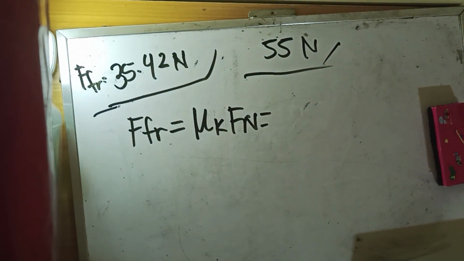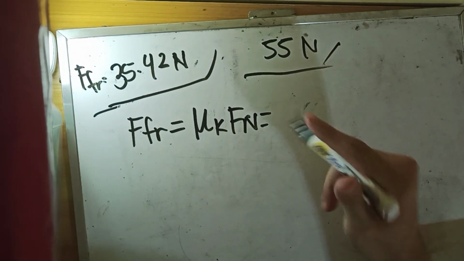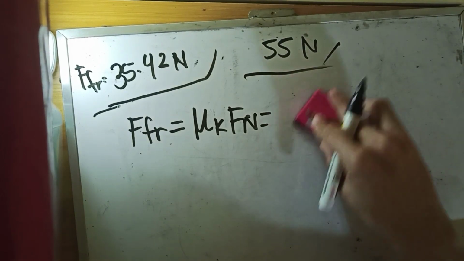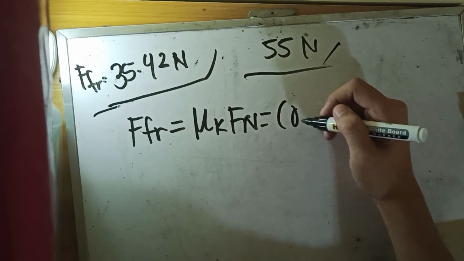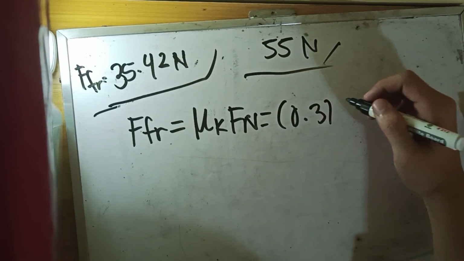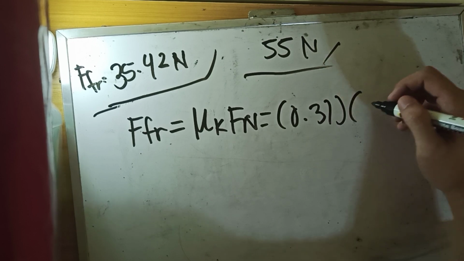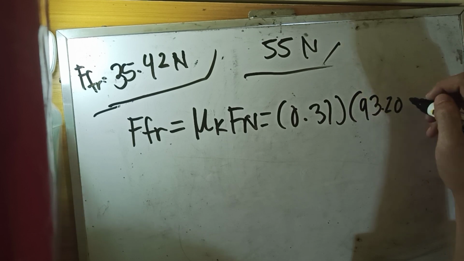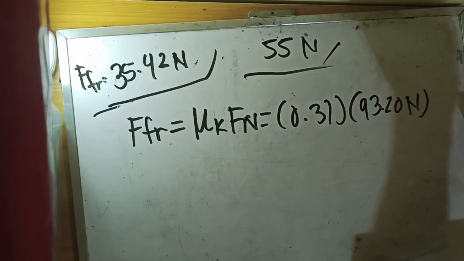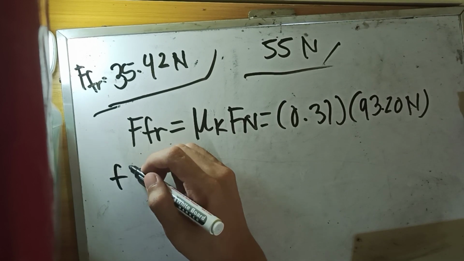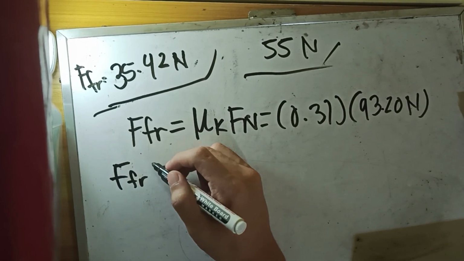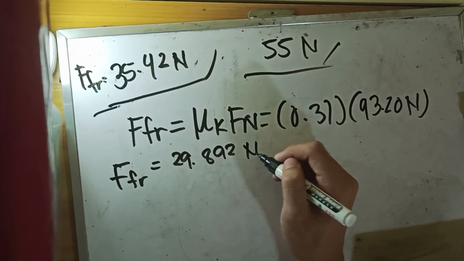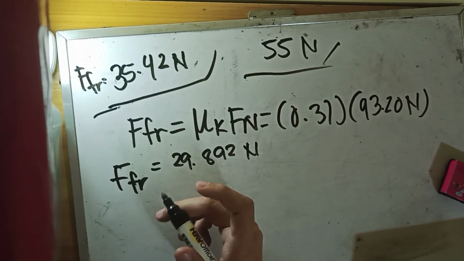And by substituting the values that we have, so ayan, yung ating friction. And by substituting the values that we have, 0.31 for mu sub k, and yung ating normal force, which is yung nakuha natin kanina, 93.20 Newton. So ayan, pag pinag-multiply natin yan, force of friction natin is equals to 29.892 Newton. Hanapin natin ngayon is yung ating acceleration.